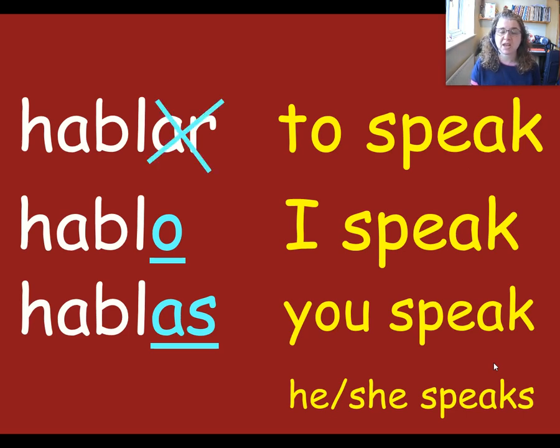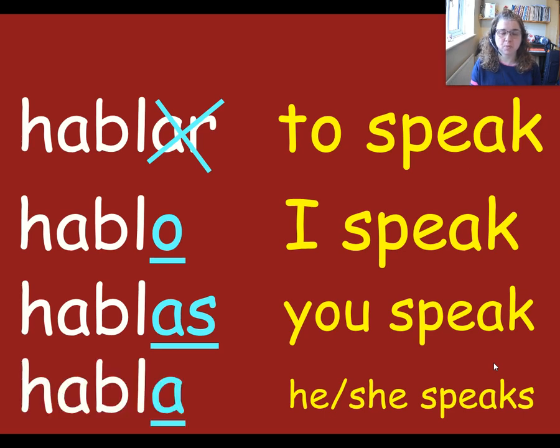So we're going to chop off that AR again. We don't need it anymore. It just shows us which set of endings we're going to use. We get our stem, habl, and this time we're going to put A on the end. So habla is he speaks or she speaks. So sometimes you might have to read around the sentence to work out exactly who the he or the she is. And we can, of course, make it clearer by putting a name in front.